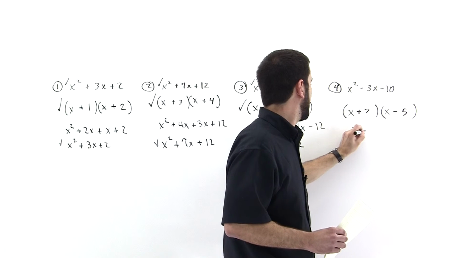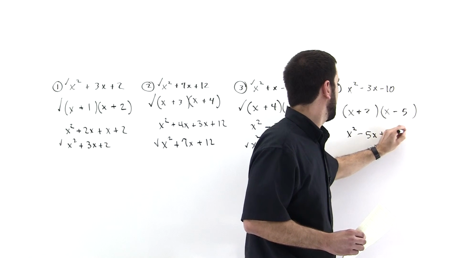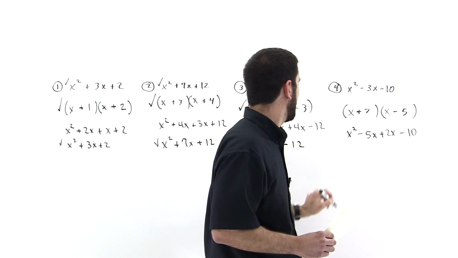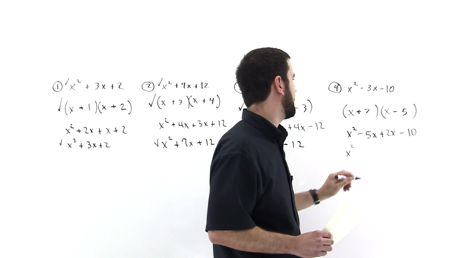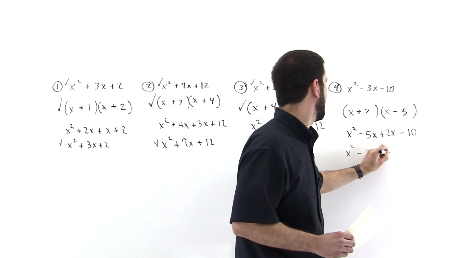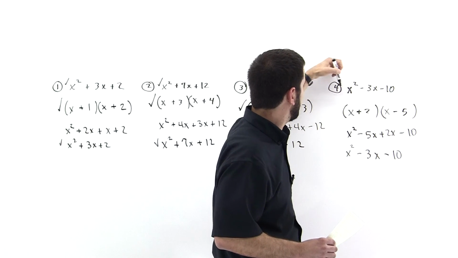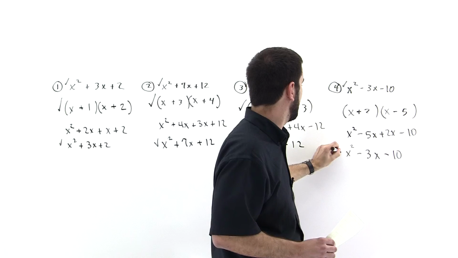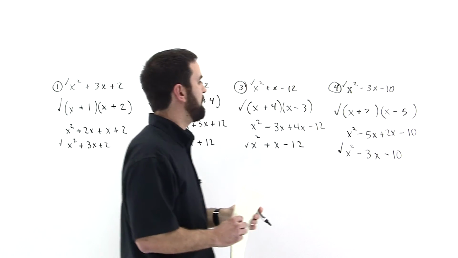So x squared minus 5x plus 2x minus 10, right? So x squared, combining like terms, negative 5x plus 2x gives negative 3x, and then minus 10. And so we see that this checks with this first term here. This is the same as this. And so that means this thing is true, right?